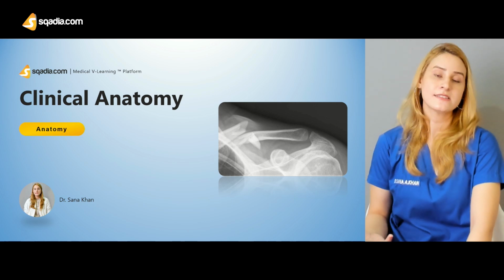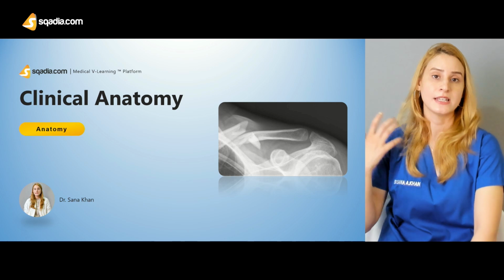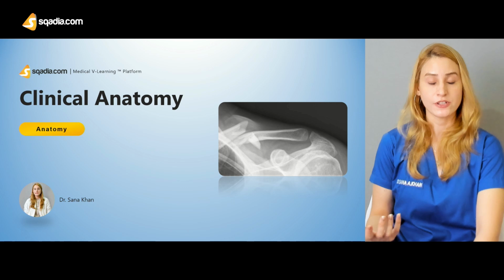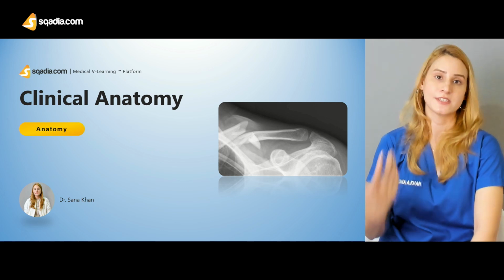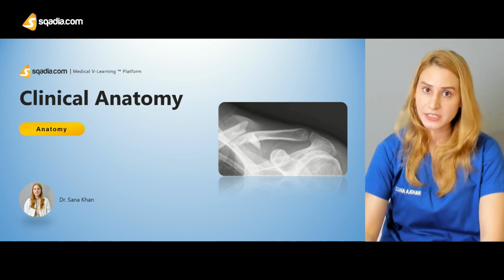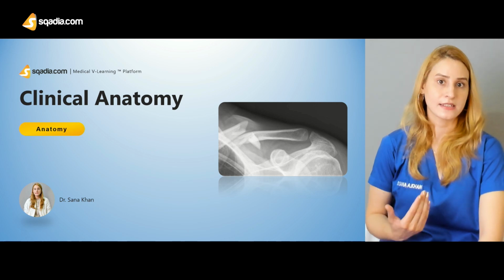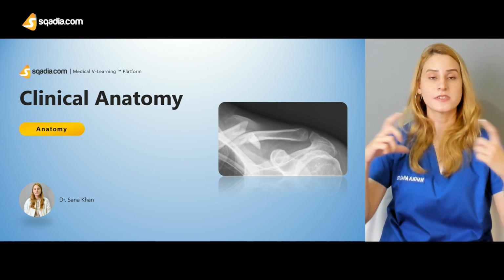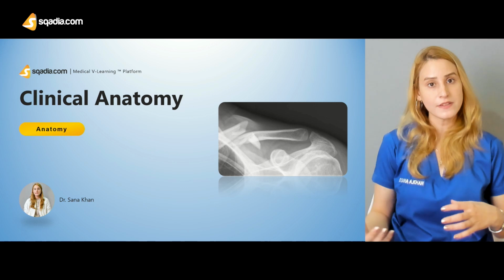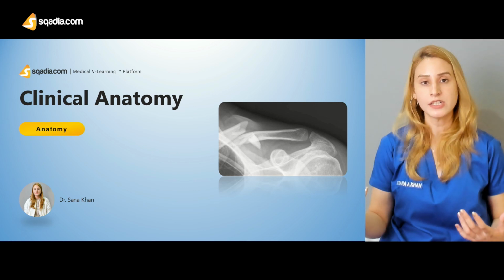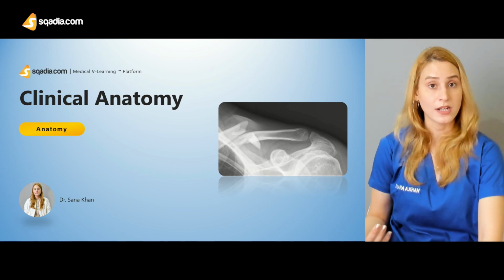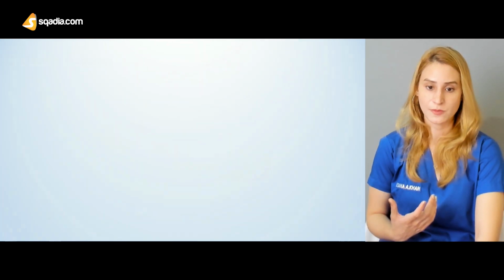So one clinical significance of this clavicle bone is that it's a potential protector for important neurovascular structures like the brachial plexus, and then you have the subclavian artery and the subclavian vein, and then you have the supraclavicular nerves and the long thoracic nerve. So the important structures in this region are the brachial plexus, the subclavian artery and the subclavian vein, and then the supraclavicular nerves as well.